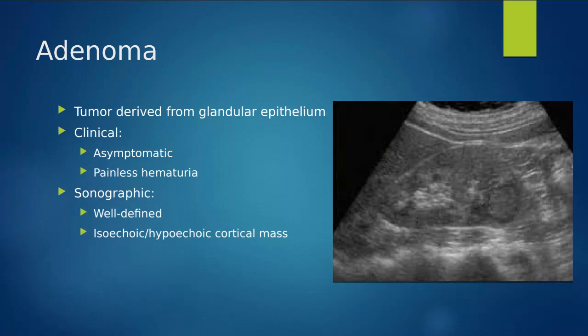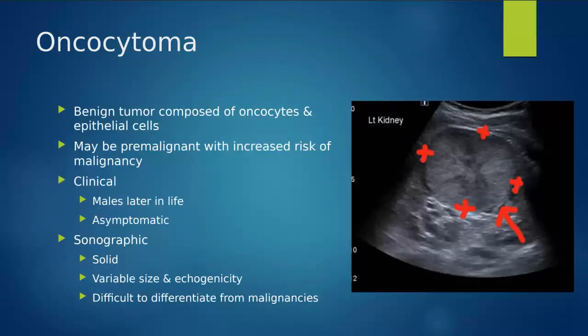Next, we have an adenoma. Again, we know all about these. They can occur anywhere, anywhere that has functional tissue. They kind of mind their own business, but any solid tumor other than an AML, we're probably going to be further evaluating. So next we have an oncocytoma.